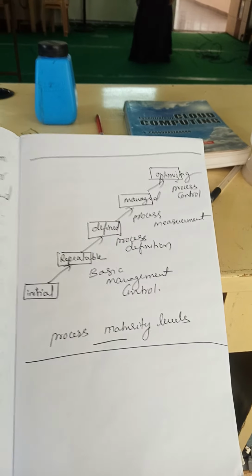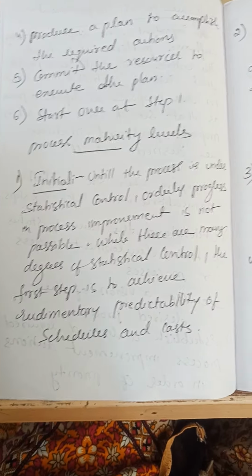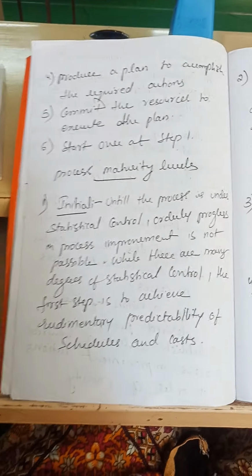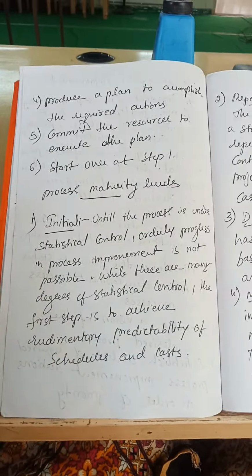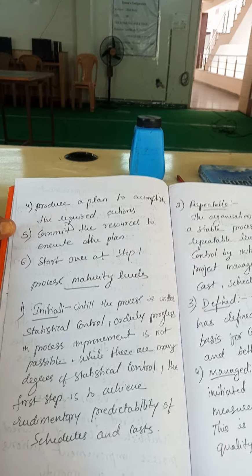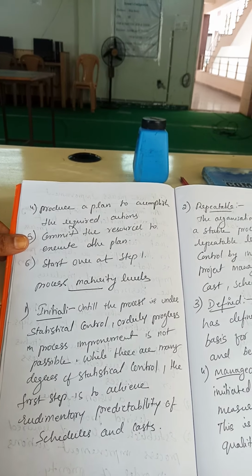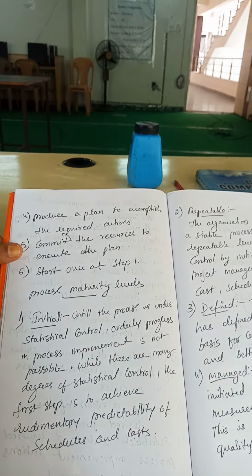These are the levels, starting with the initial level. What do we do at the initial level? Everything starts at zero. When you take up the software to develop, first you have to take care of statistical control and orderly progress to improve the process.